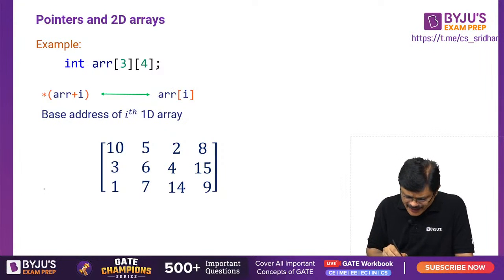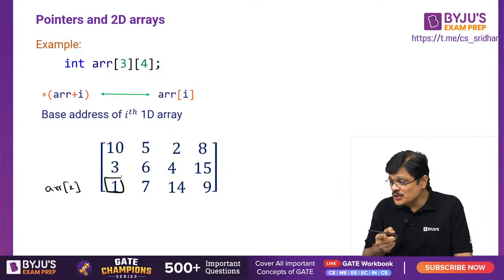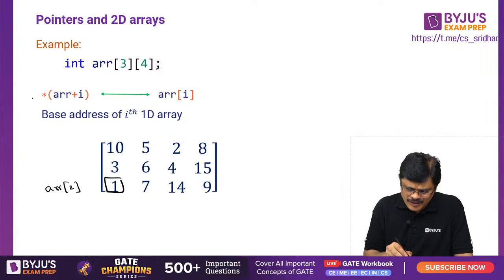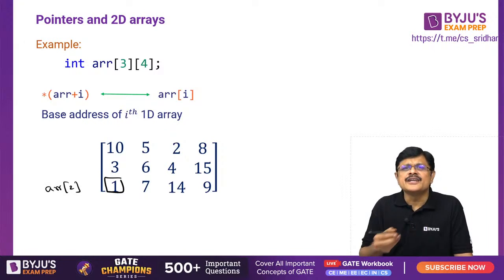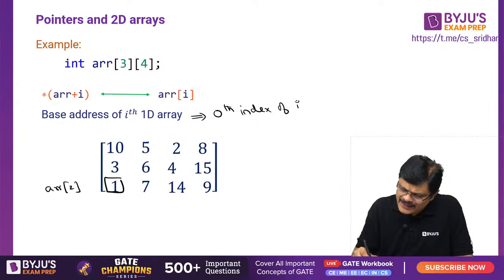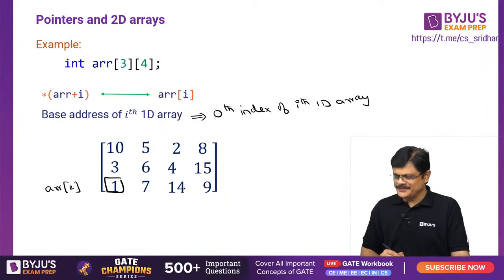So arr[i], if I say arr[2], it refers to this 0th location. arr[2] refers to the base address, in the sense the 0th location, the 0th index of the ith 1D array, my dear friends. Hope you understand like that.